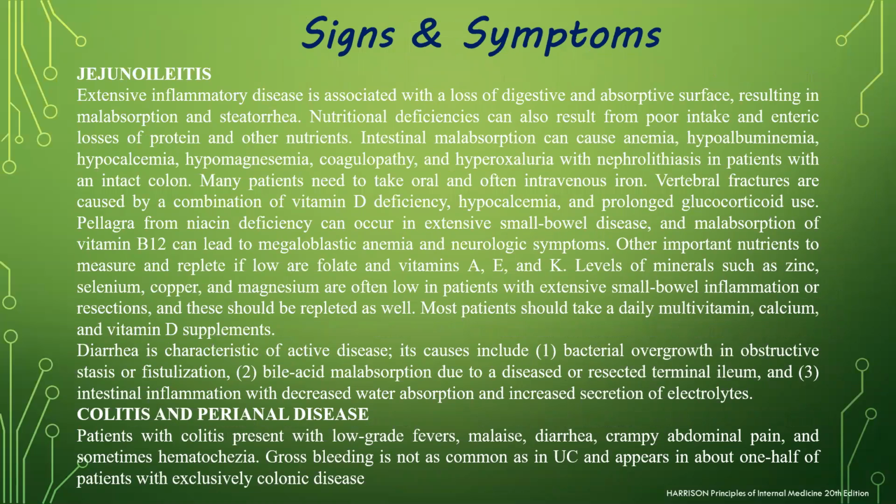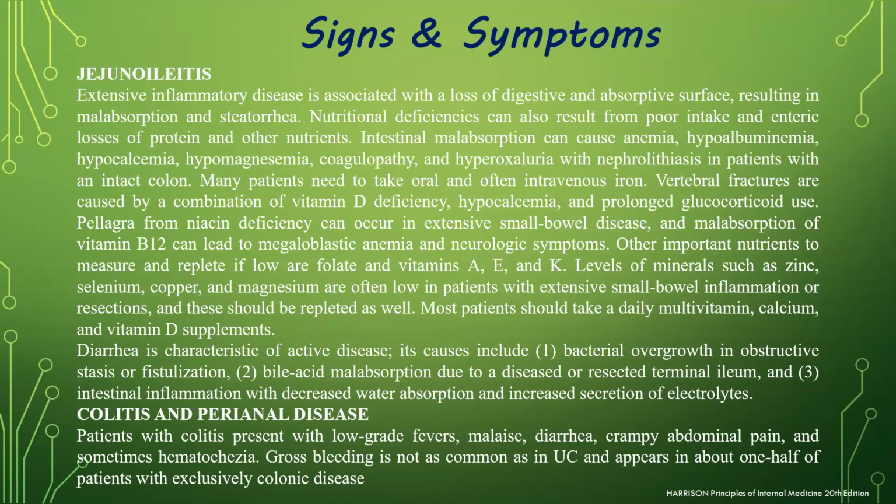In case of jejunoileitis, excessive inflammatory disease is associated with the loss of digestive and absorptive surfaces, resulting in malabsorption and steatorrhea. Nutritional deficiency can also result from poor intake and enteric loss of protein and other nutrients. Intestinal malabsorption can cause anemia, hypocalcemia, hypomagnesemia, coagulopathy, and hyperoxaluria with nephrolithiasis in patients with an intact colon.